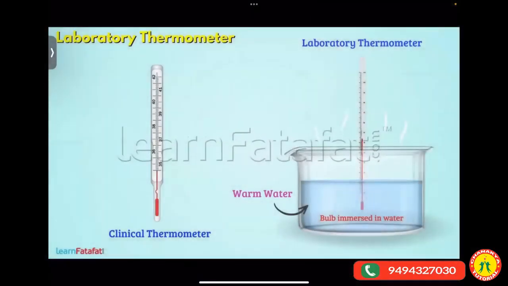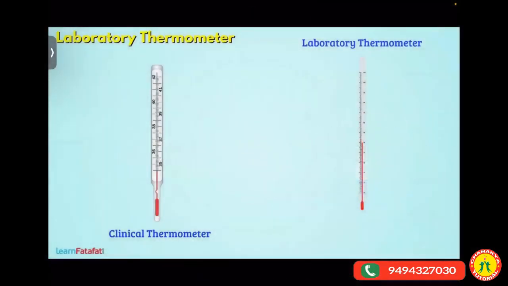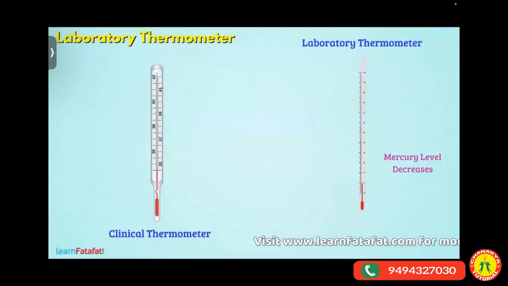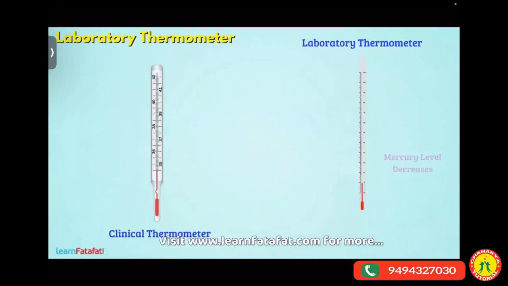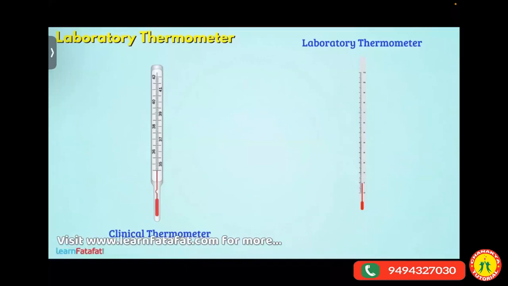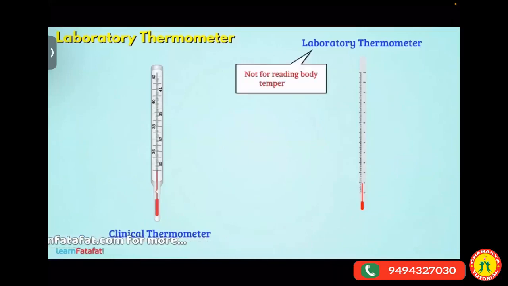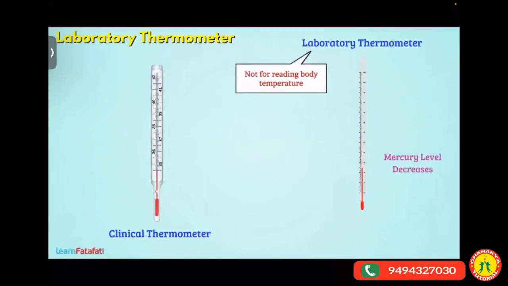As soon as we take the thermometer out, the mercury starts falling down rapidly. That is, the level of mercury decreases, due to which we did not get the correct reading. Remember, we cannot use a laboratory thermometer for reading body temperature. It is because of the same reason. That is, until we read the temperature, the mercury level decreases rapidly. Here we complete this topic.